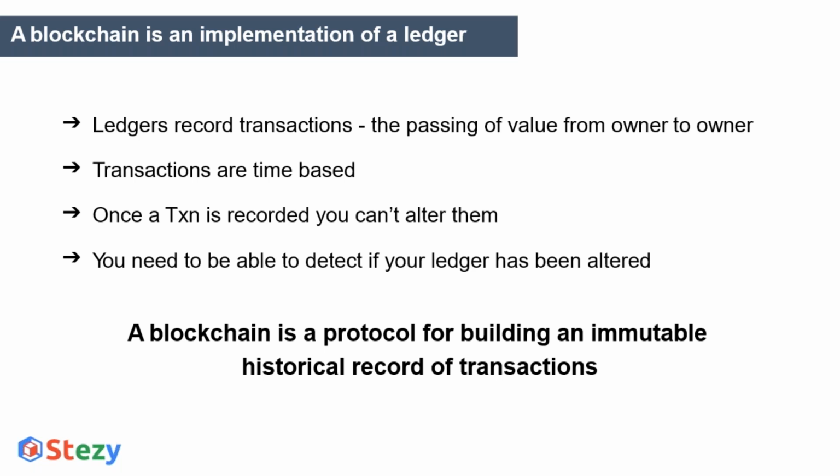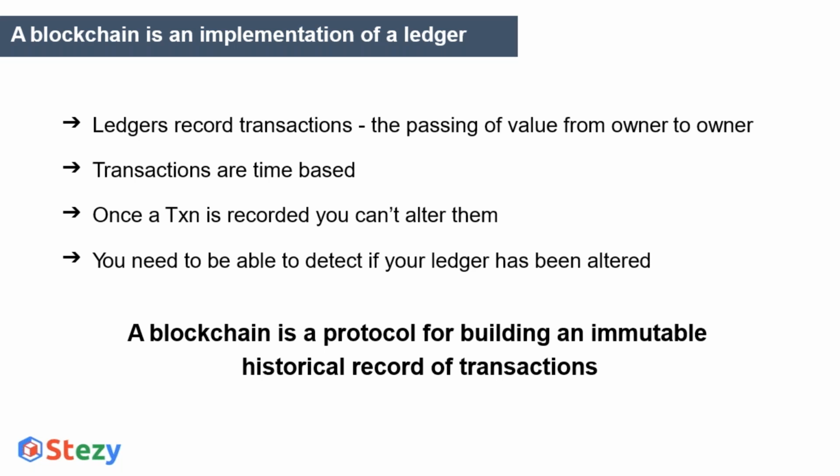Ledger records transaction and passes on the value, and transactions are time-based. Once the transaction is recorded, you cannot alter it. That's the beauty of the blockchain: once you commit any transaction, you cannot go back and change it. So you will be caught. Ideally, in a normal client-server kind of environment, if you're an administrator, you can go and delete the record.